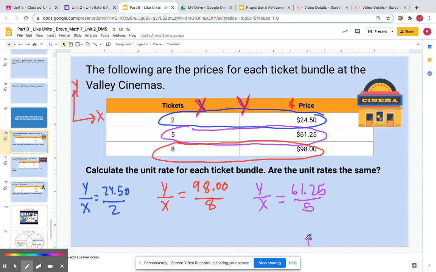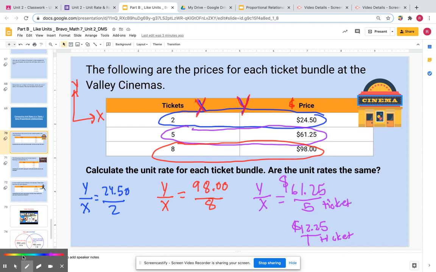And from here, I just find the unit rate. So I want to find out how much I'm paying for one ticket. So for the purple one, when you buy 5 tickets, you paid 12.25 for one ticket, and you pay that for each individual ticket. So this is tickets, this was money.